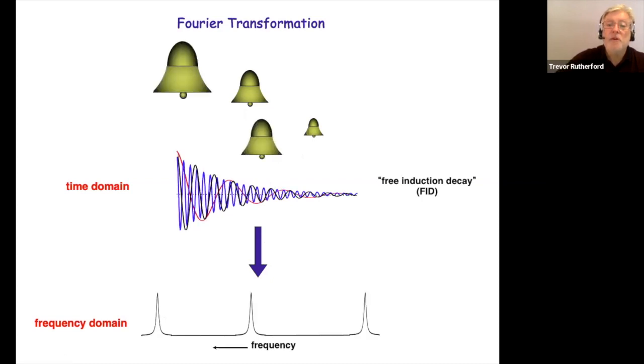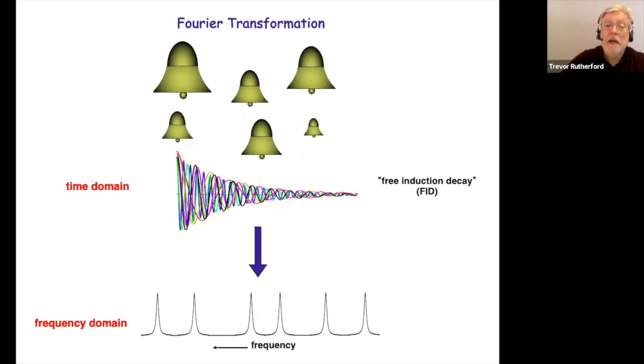And we can keep putting more oscillators into our box. And what we get is a cacophony from those. And as we do the Fourier transform process, we can extract the individual frequency components of the original oscillators. So that is directly the analogy for an NMR spectrum.